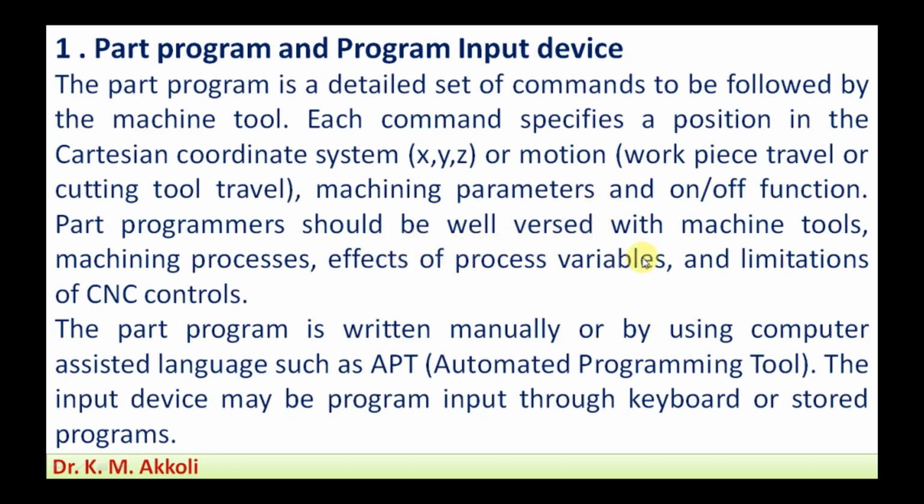The part programmer should be well versed with the machine tools, machining processes, effects of process variables, and limitations of the CNC controls. If he is well versed in this, he can write the program for the CNC machine. The part program may be written manually in the computer through the keyboard, or by using a computer assisted language such as APT, automated programming tool. It will generate the program that is required by itself. Later, whatever corrections are required, we can make.